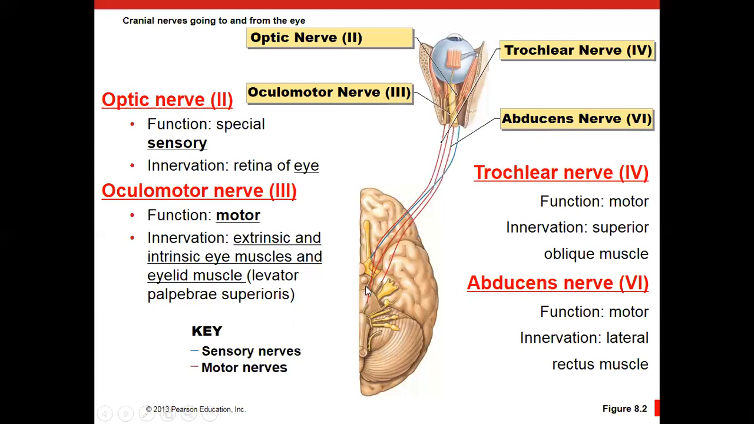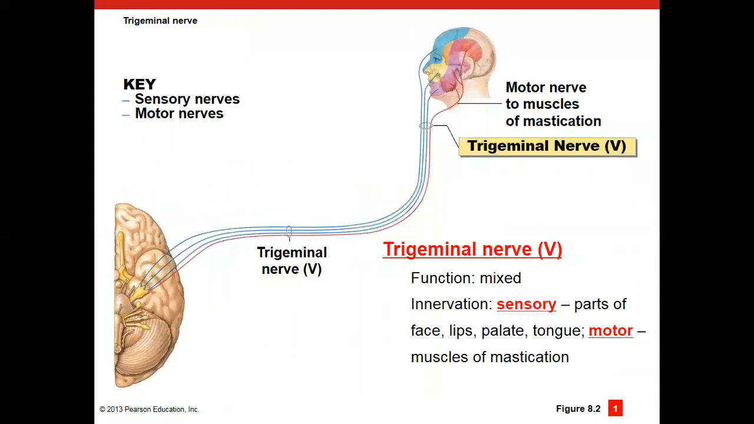The oculomotor, right here's the trochlear, this thin one here. This is cranial nerve 5, we'll talk about next. And there's the abducens, cranial nerve 6. So all of them are located close to each other, and all 4 of them innervate in some way the eye. Number 5 is called the trigeminal nerve. So cranial nerve 5 is the trigeminal.